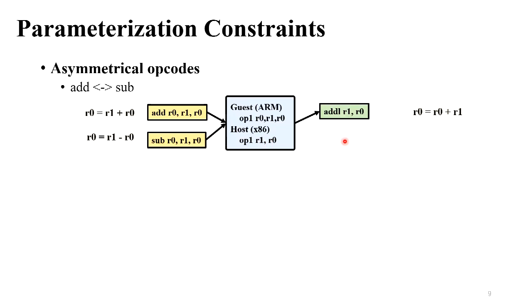After opcode parameterization, we will have R0 equal R0 plus R1, which is the reverse of R1 plus R0, and the result is correct. But if we apply this to the SUB instruction, we will have R0 equal R0 minus R1, which is wrong because the SUB instruction is non-commutative. We can't reverse R0 and R1. In our implementation, if an opcode is non-commutative, it will not be parameterized, but will have its own translation rule.